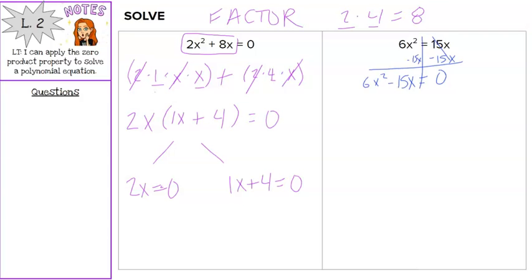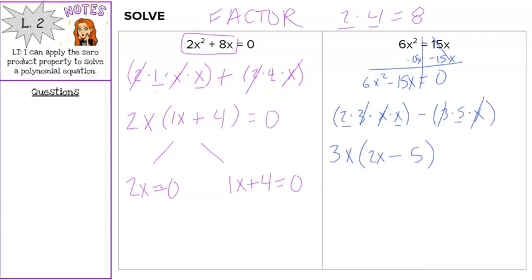So again, I'm going to rewrite each of my terms. So 6x squared I can rewrite as 2 times 3 times x times x. And then minus, we have 15 I can rewrite as 3 times 5 times x. So again, we're going to take out what they have that's the same. So they both have a 3, and they both have an x. And then I rewrite what they have left in the parentheses. We have 2x minus 5. And this is all equal to 0.